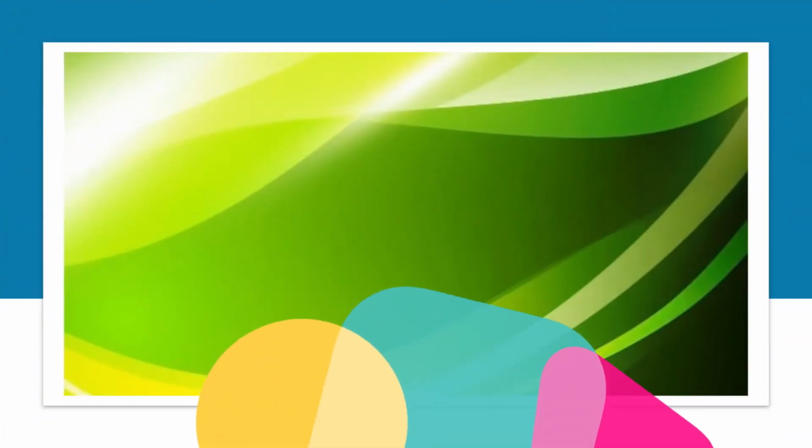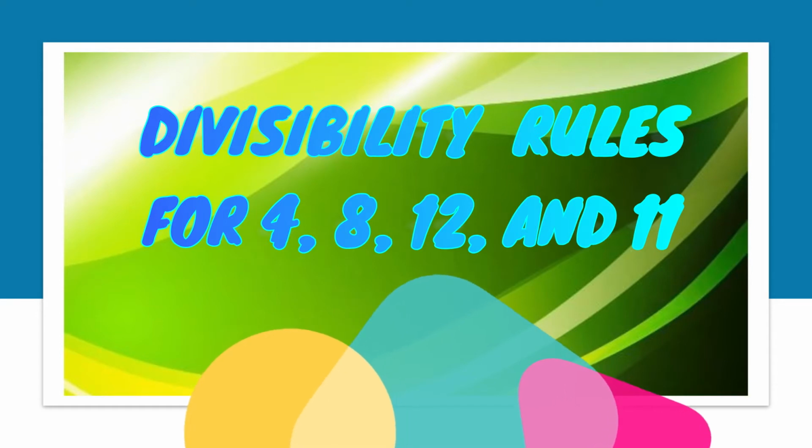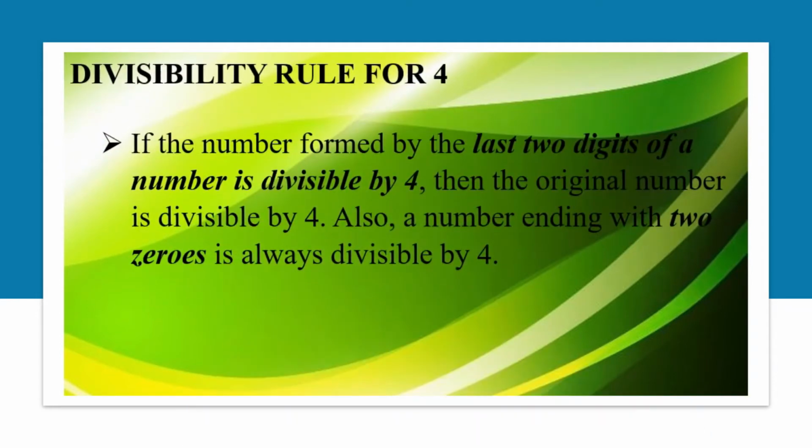Now, let's start our topic about the divisibility rules of 4, 8, 12, and 11. So to start, we will define the divisibility rule for number 4. Now, let's read. If the number formed by the last two digits of a number is divisible by 4, then the original number is divisible by 4. And also, a number ending with two zeros is always divisible by 4. So, take note.